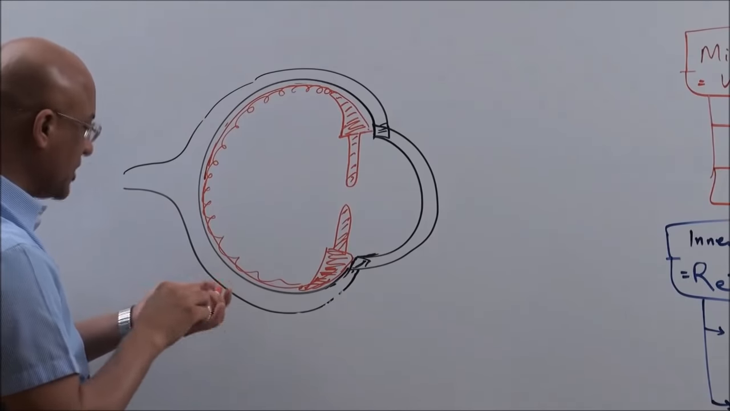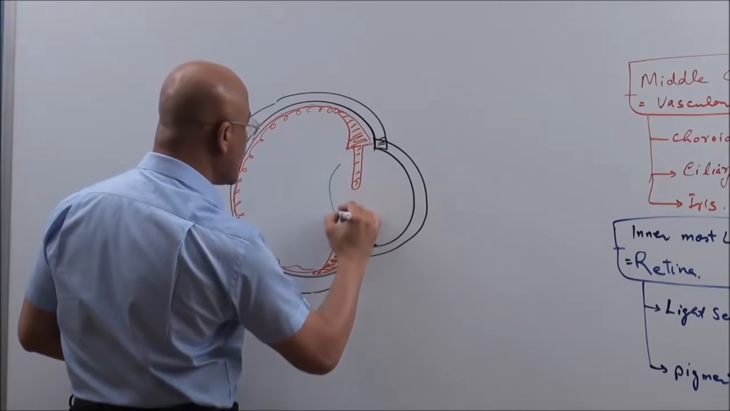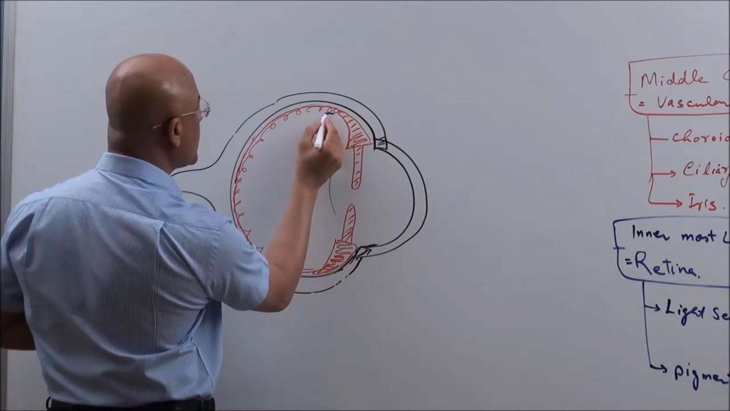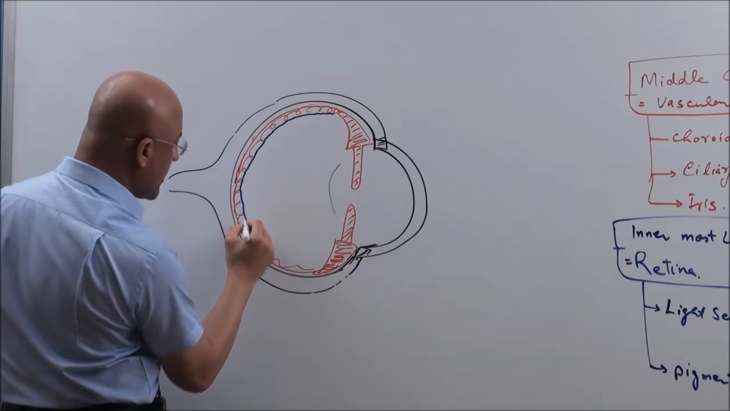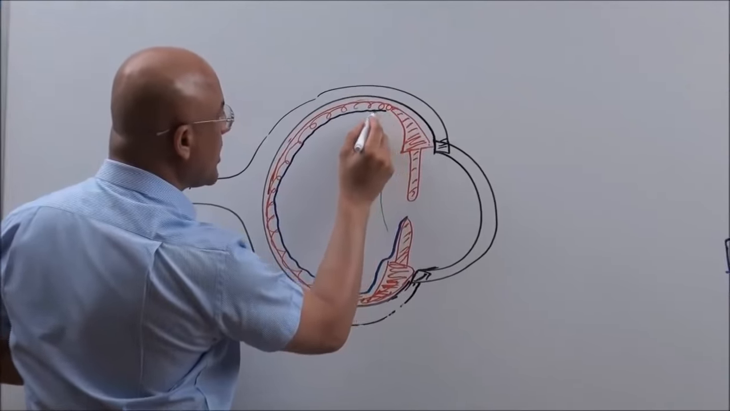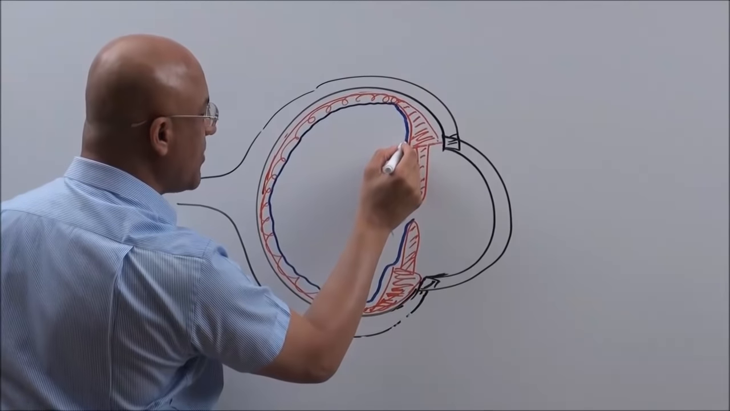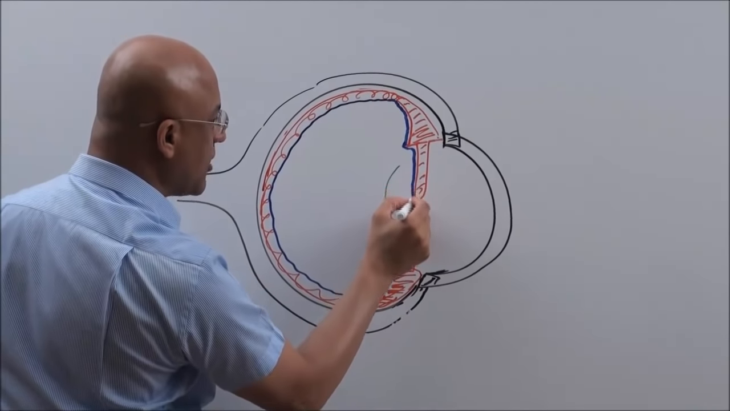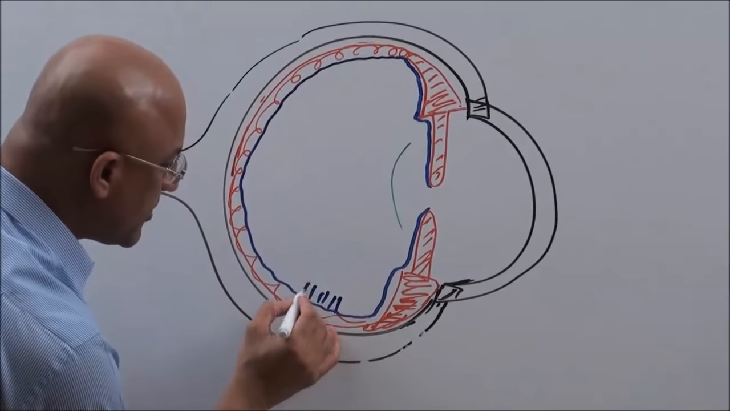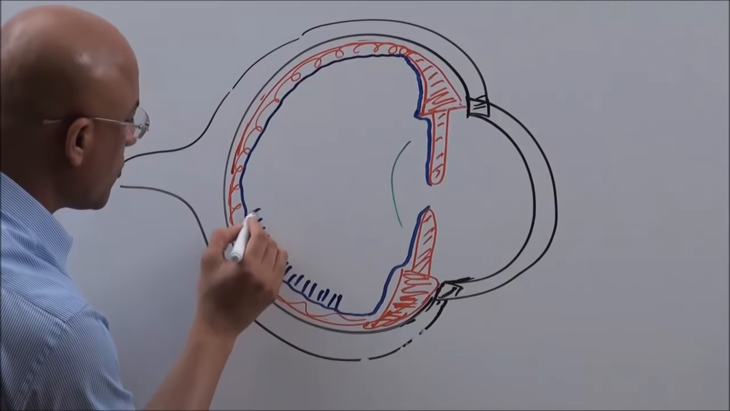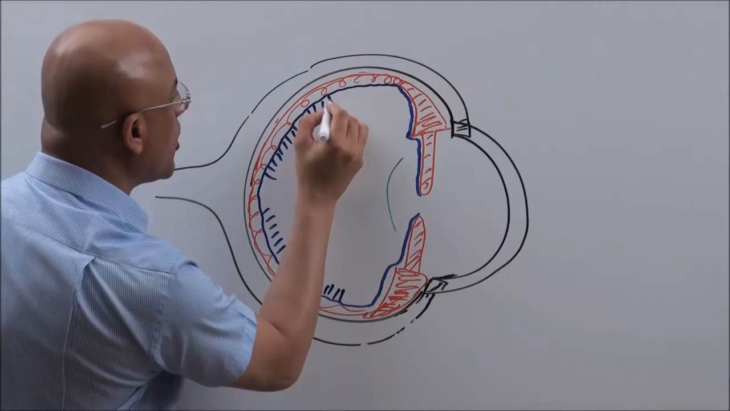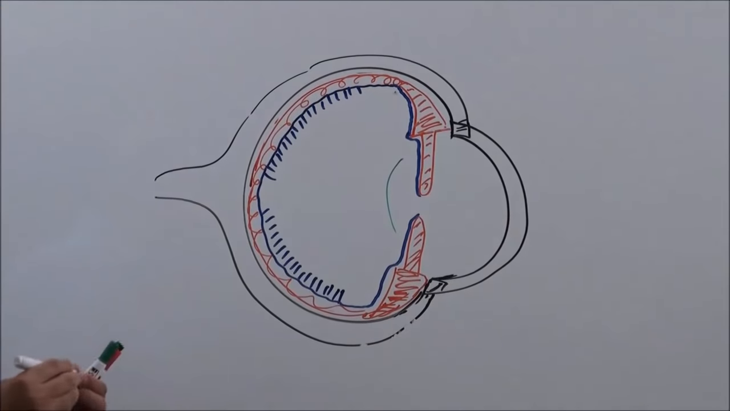I'm just repeating it to see whether you really remember or not. And what is the structure here? First, the innermost sensory layer. It was the pigment layer of the retina, which continues behind the choroid, then behind the ciliary body, and even on the back of the iris. And what is this layer, where you terminate here? It is the light-sensitive part of the inner retina, the retina which has rods and cones.